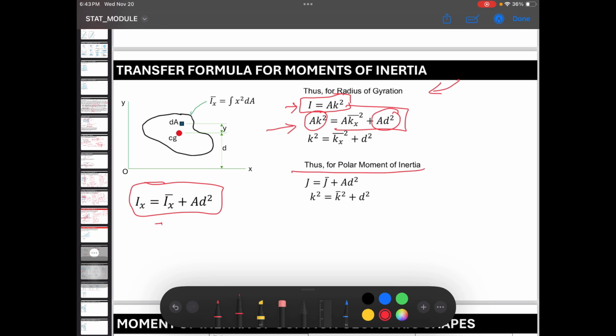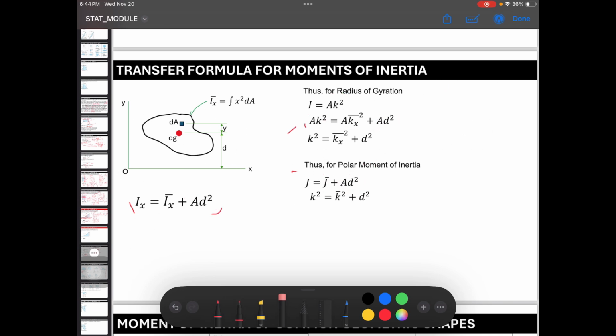For moment of inertia, you just need yung centroidal J niya, then add yung same term. Same na. Okay, so, let's have an example.